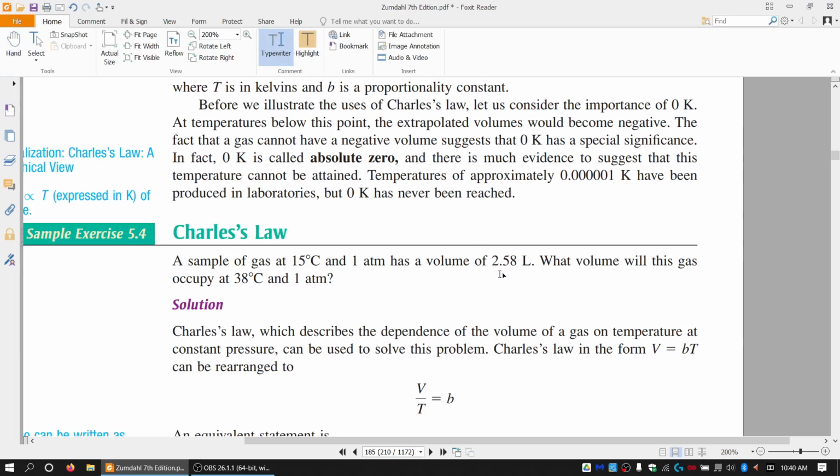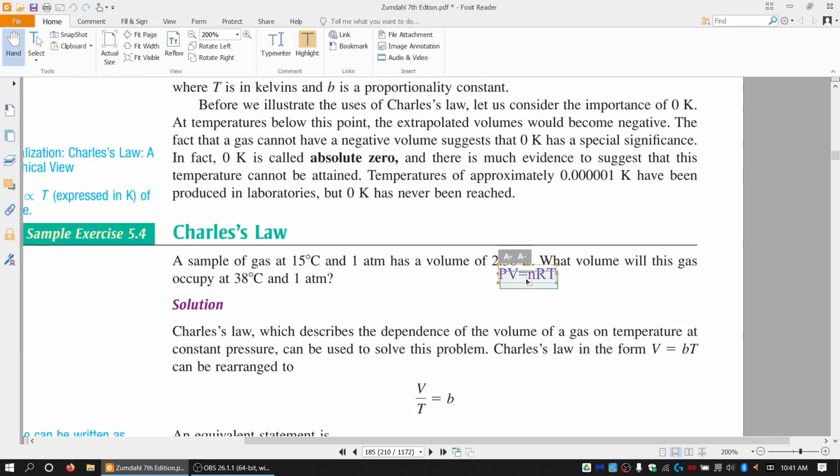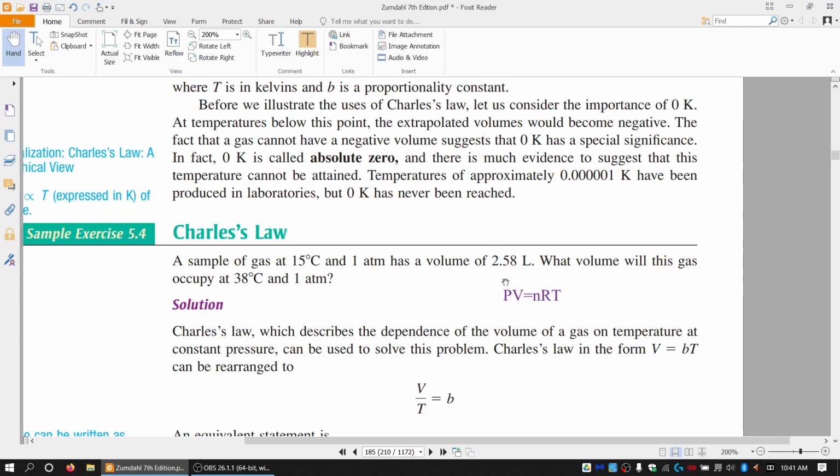And so I have PV is equal to nRT. I look at this problem and say, okay, my temperature is going from 15 to 38. It's at 1 atmosphere, so that's not changing, because it says what volume will this gas occupy at this temperature in 1 atmosphere. So 1 atmosphere to 1 atmosphere, there's no change in pressure. So the pressure is being held constant. I'll mark it with an X above it.